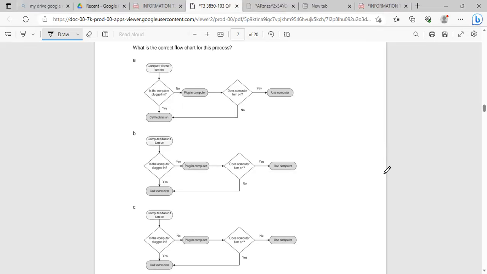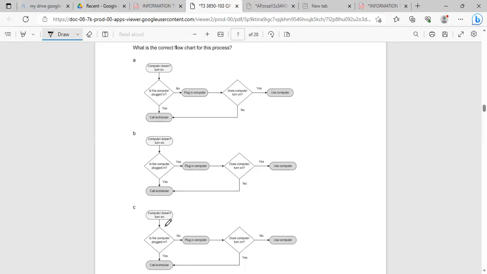So far, A looks a bit solid, don't it? Let's look at B. Computer doesn't turn on. Is the computer plugged in? Yes. Call the technician. Let's look at this one now. The yes comes from here, so. Is the computer plugged in? Yes. Plug in the... but if it's plugged in already, and if you plug it in, you see it? Look for the error. If there's an error in the statement itself.